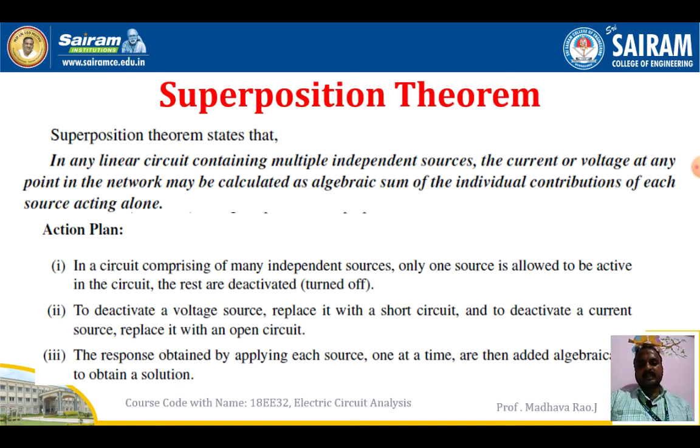So this is the action plan. In a circuit comprising many independent sources, only one source is allowed to be activated in the circuit. If four sources are there, three sources should be deactivated and only one source activated. Deactivate a voltage source by replacing it with a short circuit, and a current source with an open circuit. The responses obtained by applying each source one at a time are then added algebraically to obtain the solution.